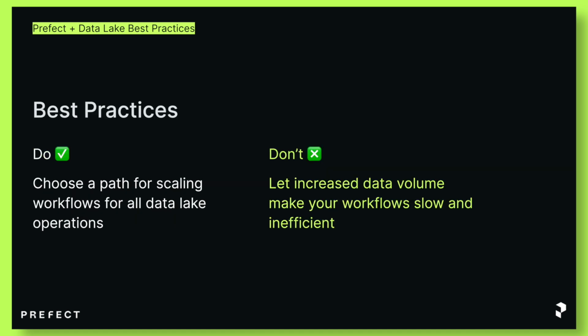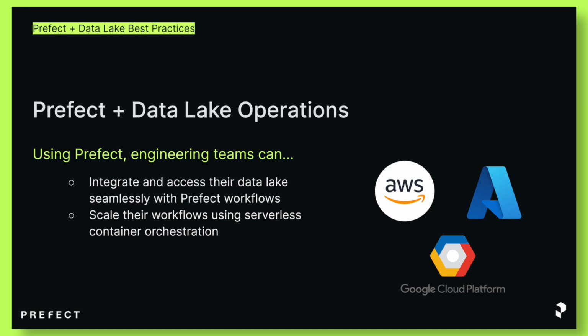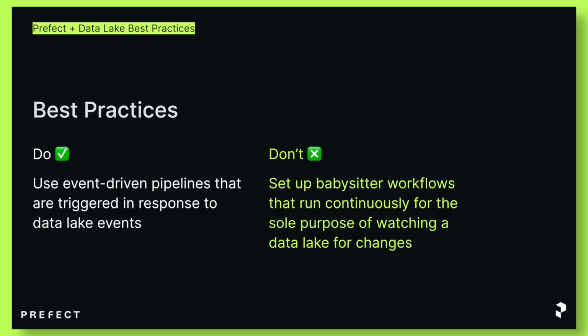For the third best practice, choose a path for scaling workflows for all data lake operations. Don't let an increase in data volume result in your pipelines becoming inefficient or slow. Because Prefect is cloud agnostic, engineering teams can integrate and access their data lake seamlessly with Prefect workflows and scale using serverless container orchestration. This opens the door for scaling data lake operations that interact with cloud-based storage, databases, and other services as well.